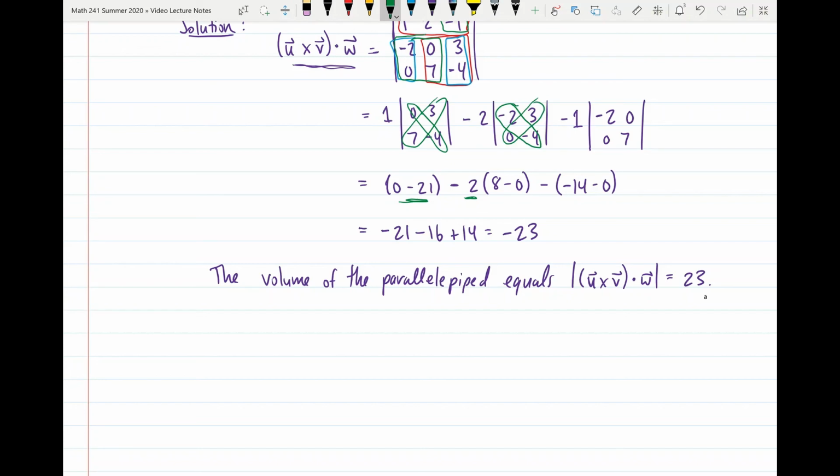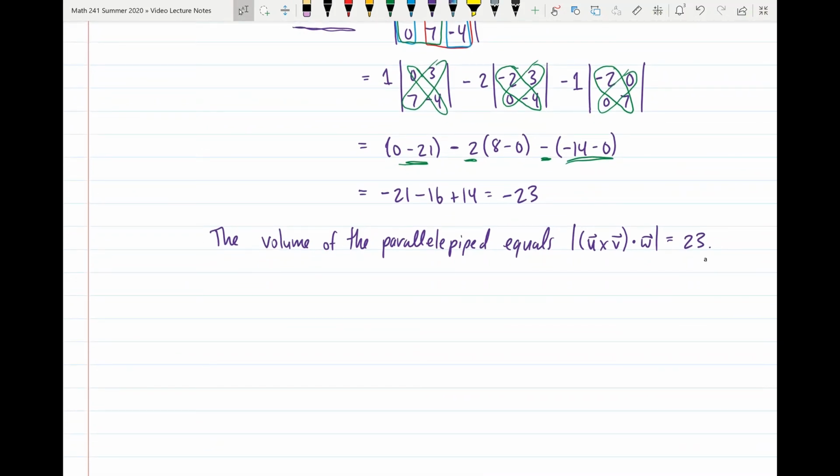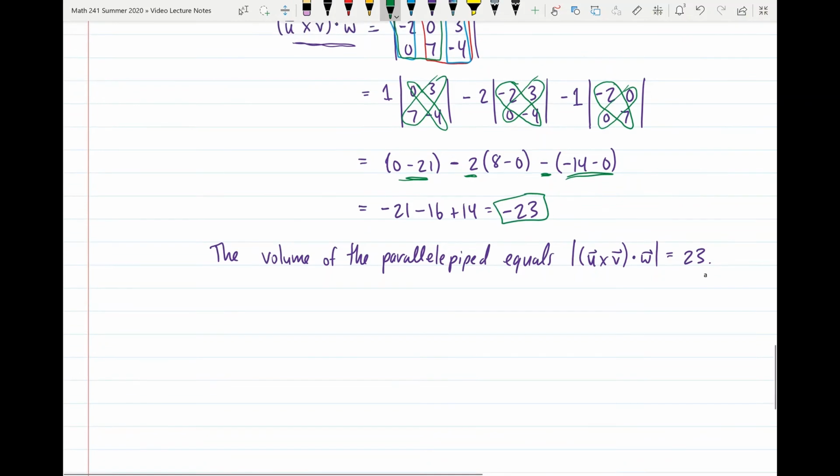And then for the last 2 by 2 matrix, we have a -1 that we're bringing down, times the determinant of that 2 by 2 matrix, which is -2 times 7, minus 0 times 0, which again is of course 0. And we end up with this -14 minus 0 being our determinant. And now we can add all of these numbers together. We end up finding that the determinant of that matrix is -23. And the volume of the parallelepiped is going to equal the absolute value of the triple scalar product, which ends up being 23.